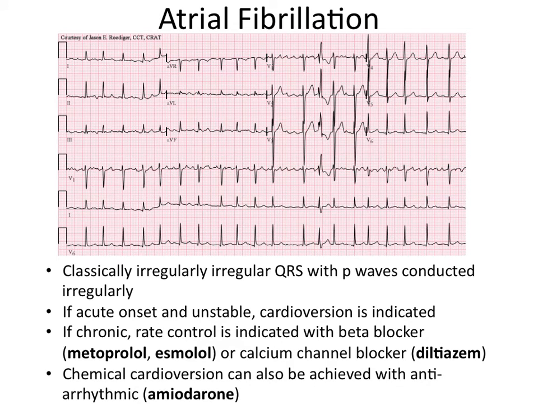Here's another example of a 12-lead electrocardiogram of a patient presenting with atrial fibrillation. As discussed previously, this rhythm is irregular with P waves being conducted irregularly. In an examination of this patient's rhythm strip, we do see P waves at the baseline. However, these are conducted in an irregular fashion, with the QRSs marching out in an irregular rhythm, characteristic of atrial fibrillation.